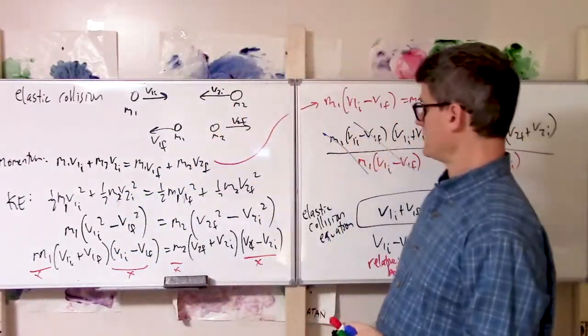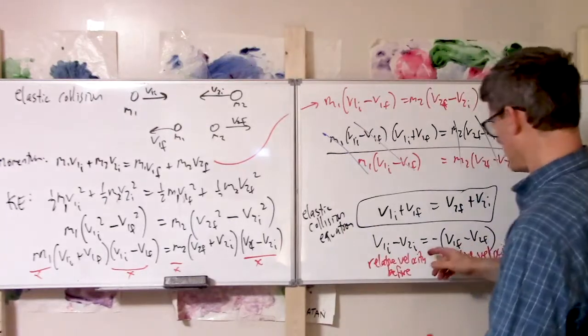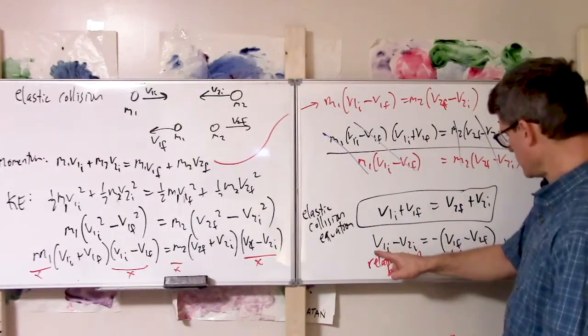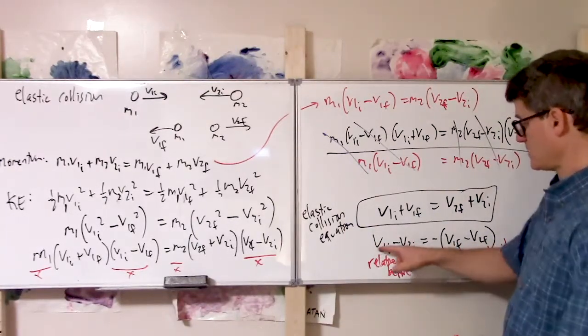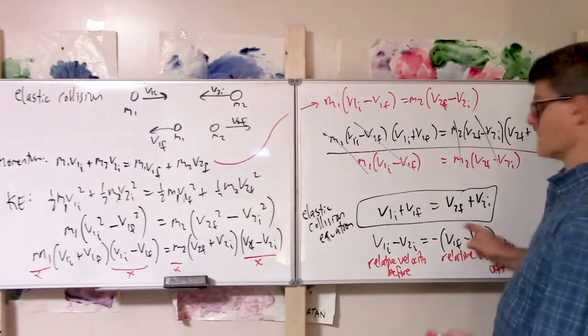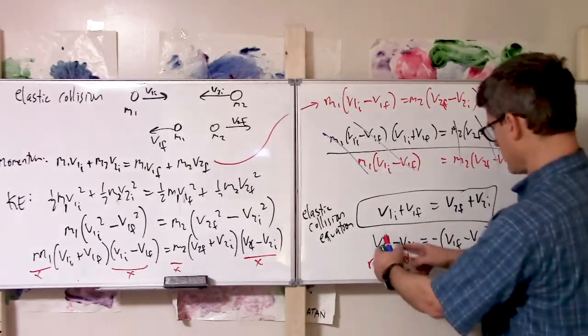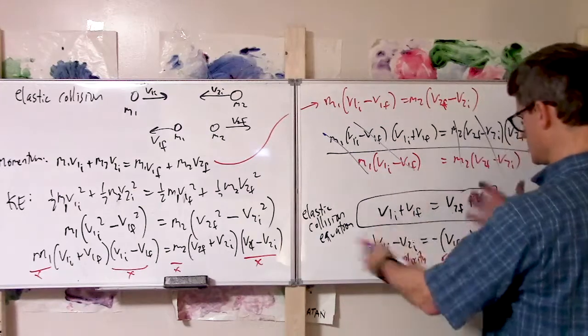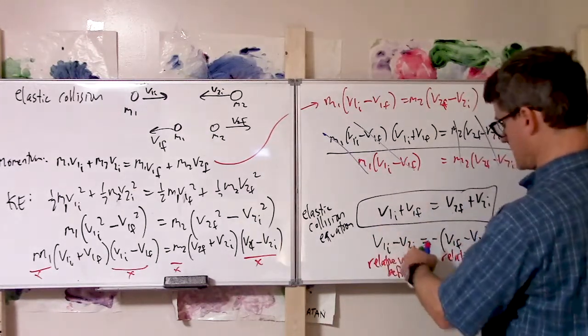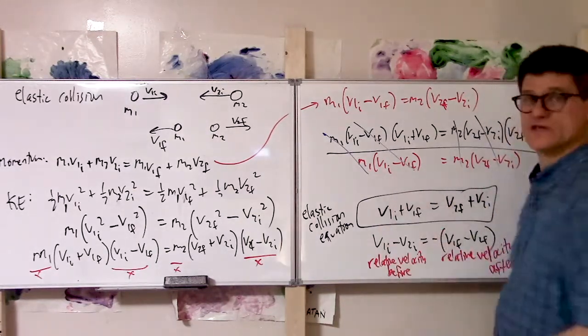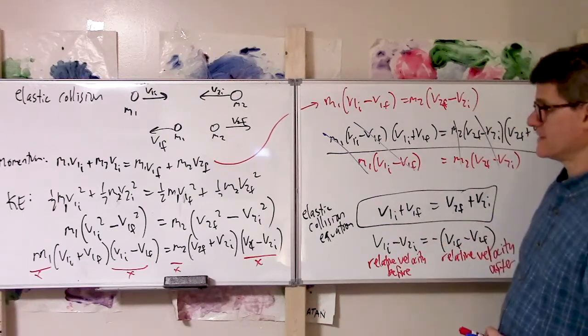However, V1 initial is not equal to V1 final. Like they could have a difference of 2, and then they would still have a difference of 2. But that means they could have increased or decreased in such a way that the numbers are not the same. However, the relative velocities are the same. So that's the concept there.